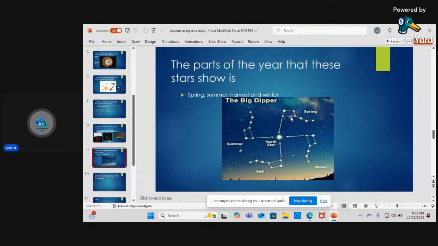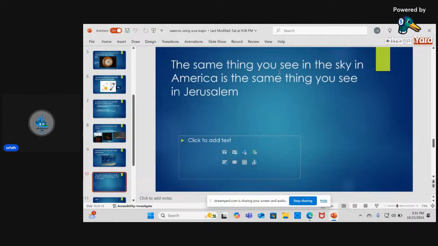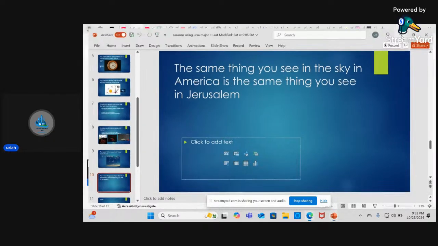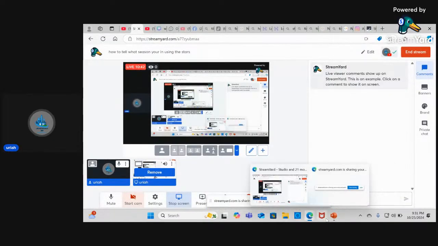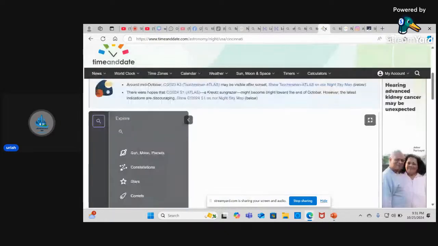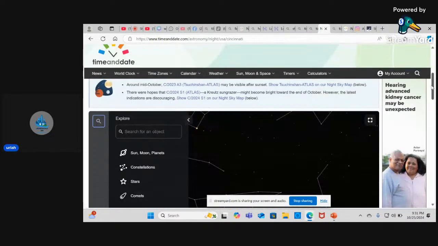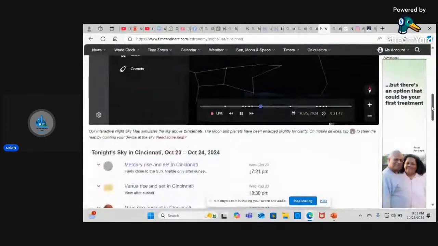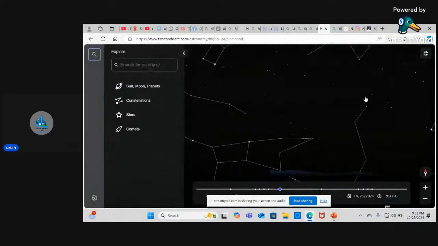So it's very, very pertinent to understand these, because if we never had lights in the heavens, we would never know when we would plant or when to be able to farm. And what I want to also show is that in this slide, like I said, the same thing you see in the sky in America is the same thing you see in Jerusalem. So this is for anybody that wants to go on timeanddate.com. Here on this website, you can clearly see the night sky.